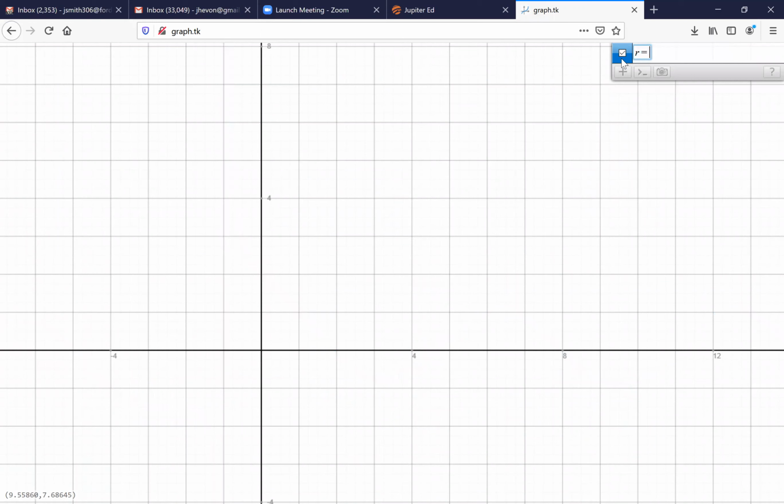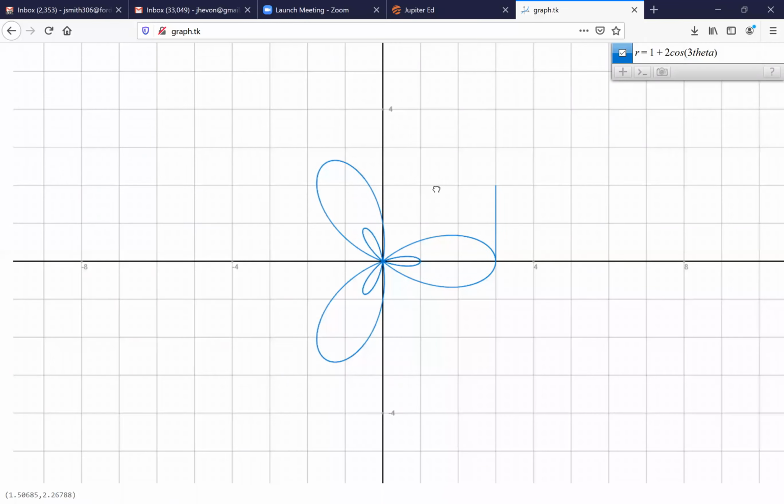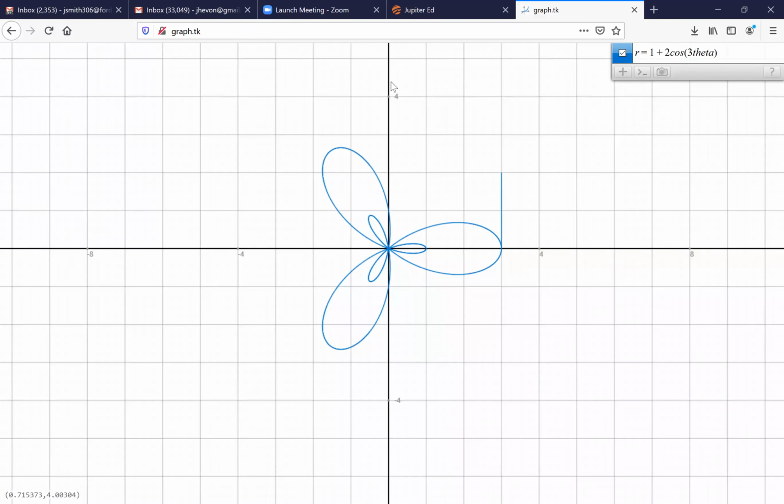graph.tk. This is something I told you guys about before. It can also graph polar stuff. 1 plus, I forgot what it was. Was it 2 cosine 3 theta? Yeah. And look, that's the graph. That's what the picture would look like. This line shouldn't be there. I don't know why that's there.